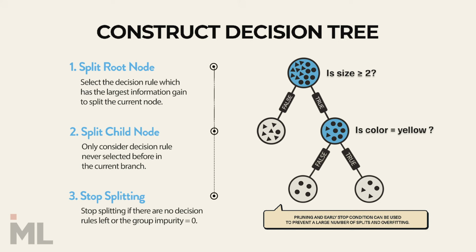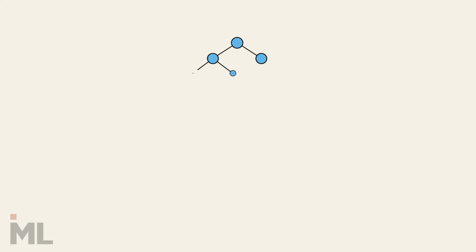Now the decision tree can predict the probability of each class as the ratio of each class in the node. In this case, for the record with size greater or equal to 2 and color is yellow, there is a 50% chance the class record is a circle. So that is a brief demonstration of how to construct a decision tree from data.